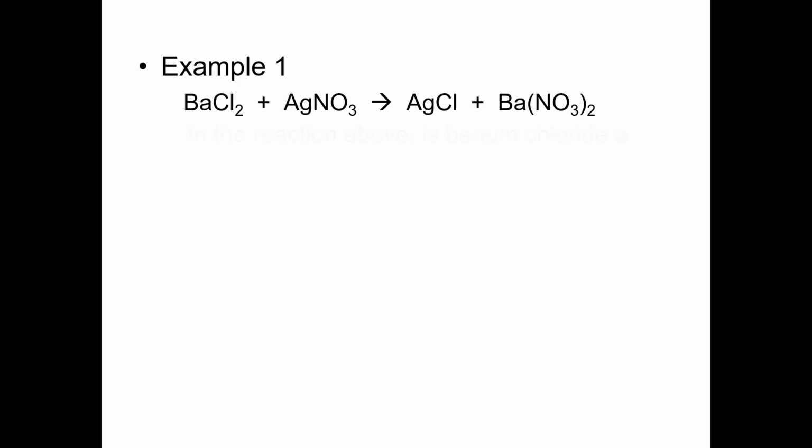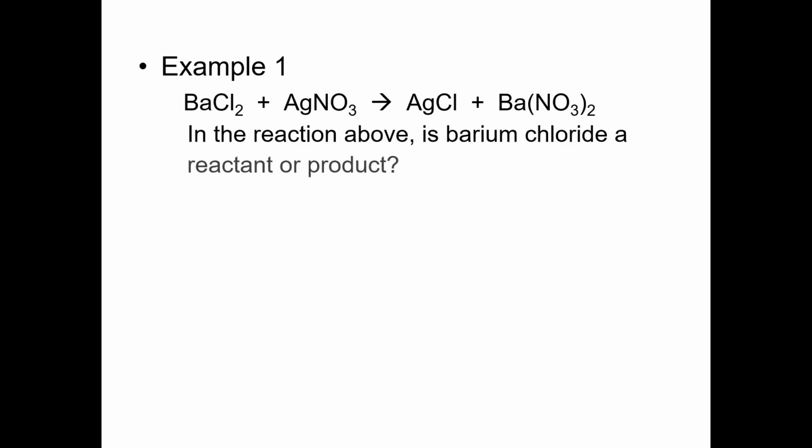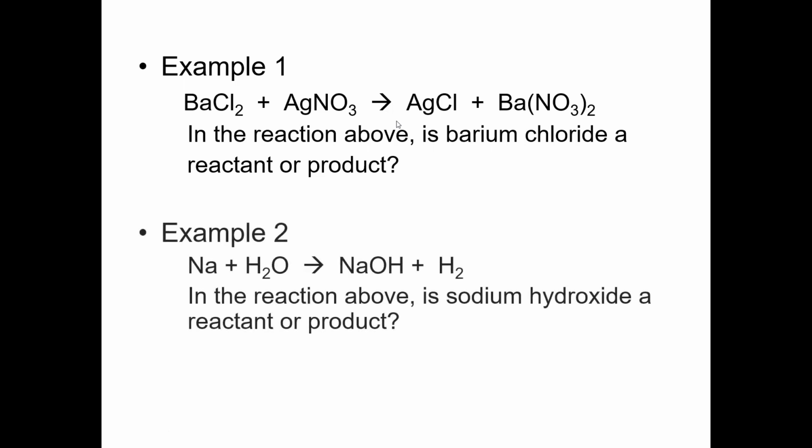So in this example, the question says, in the reaction above, is barium chloride a reactant or a product? So barium chloride, you now know how to name formulas. So that would be the very first one here. Since it's on the left side of the yield sign, it would be a reactant. In example 2, the question says, in the reaction above, is sodium hydroxide a reactant or a product? So since sodium hydroxide is to the right of the arrow, that would be a product.